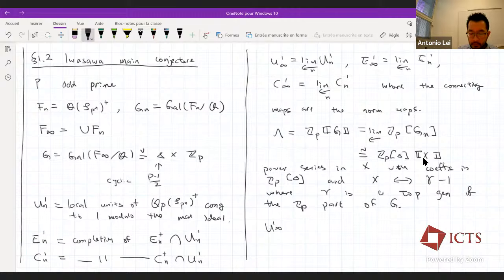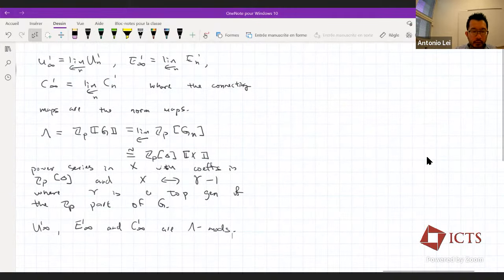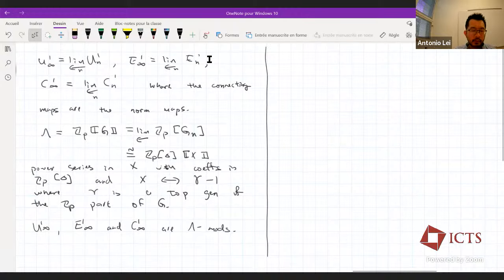Okay, so now what I want to say is that once you've defined these objects and these inverse limits, they are all lambda modules. And so now you want to study the structure of these modules over lambda.